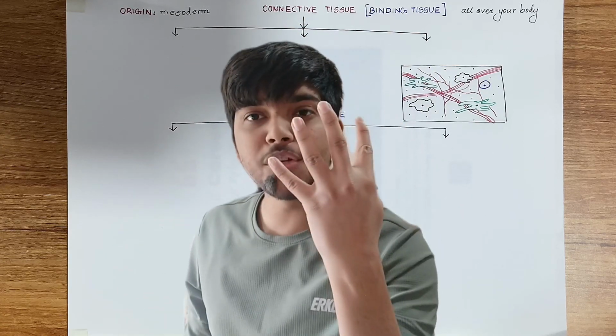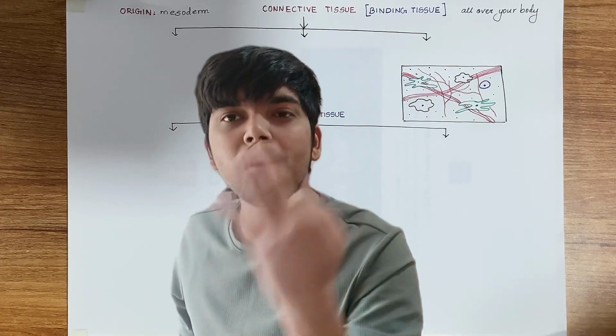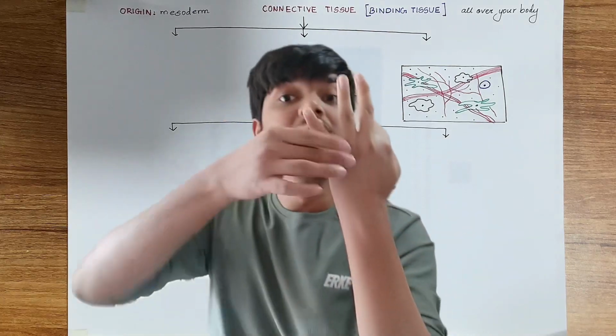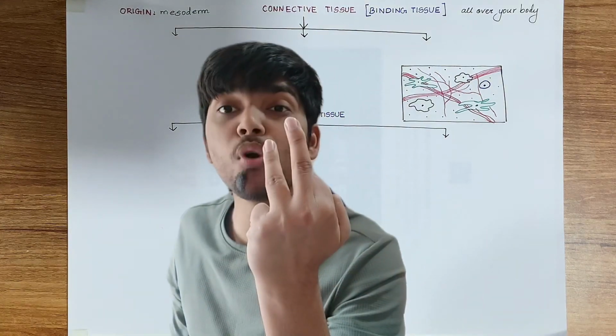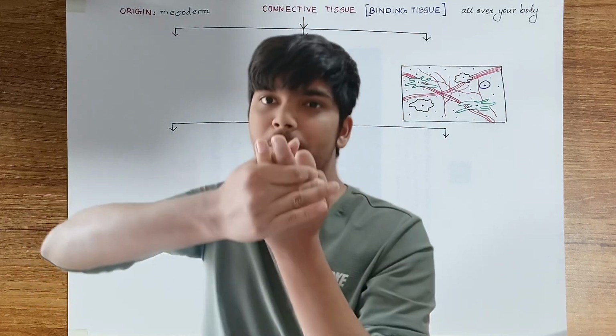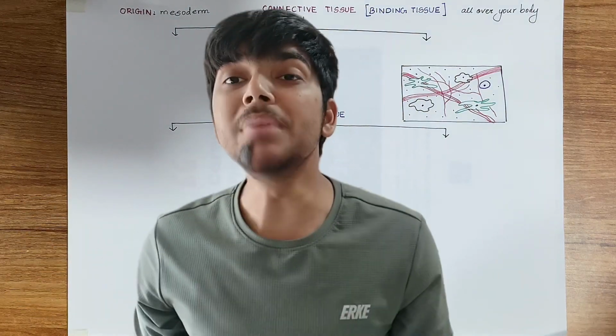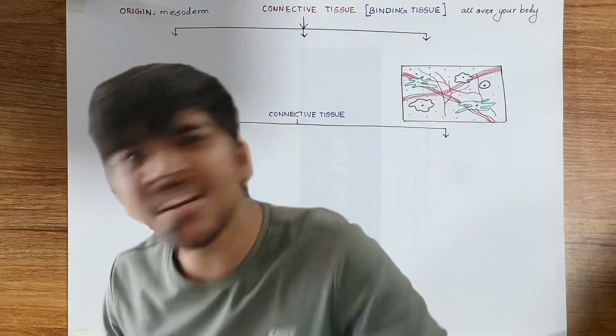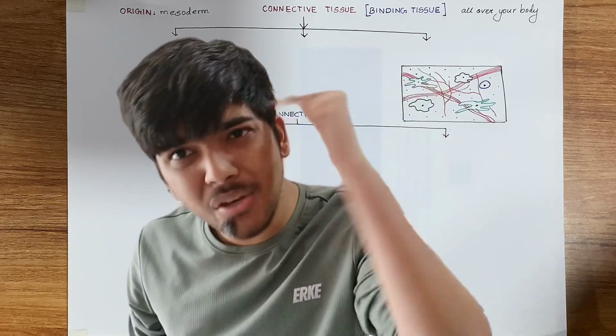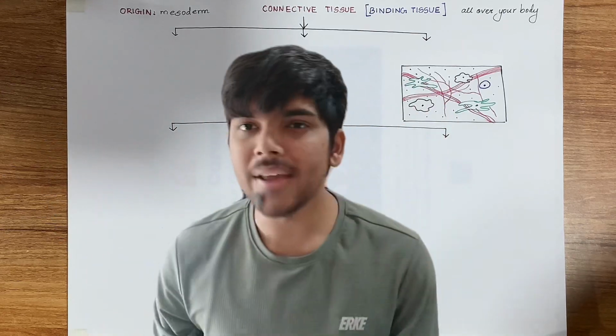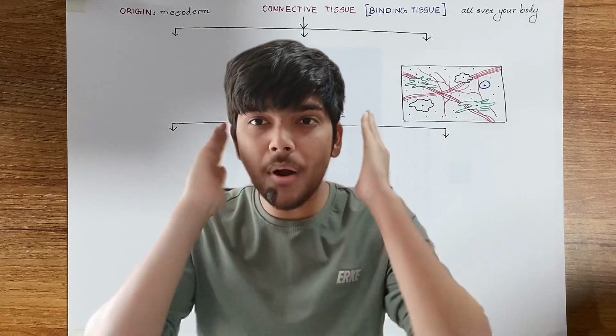Out of the four types of tissue, epithelial tissue has origin from all three germ layers. Nervous tissue has origin from ectoderm. While the two, connective tissue and muscular tissue, they are mesodermal in origin. You gotta remember this in your head. Alright, connective tissue brings about connection.